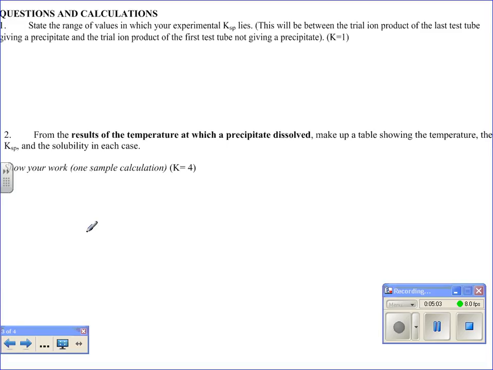Now in the post-lab calculations, what we're doing is looking at finding K values and solubilities. So for the first one, we want to state the range at which our experimental Ksp lies. This will be at room temperature. And what you had was 6 test tubes.